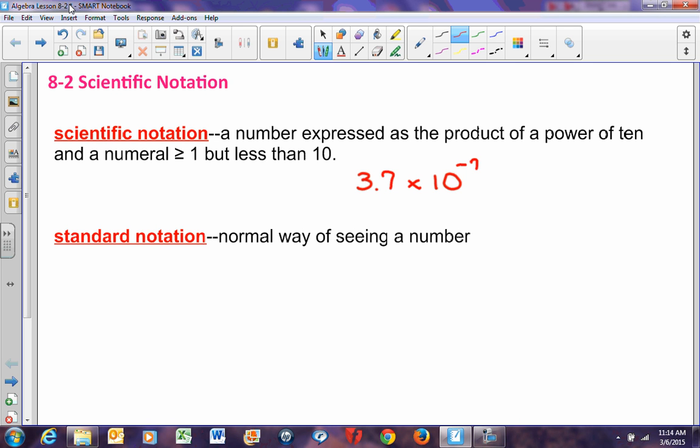Standard notation is the normal way of seeing a number, like 372. That would be standard notation because we normally see numbers like that written quite frequently. The purpose for scientific notation is to write numbers that are really, really large or really, really small in an easier fashion that can be read and manipulated much better. One of the things that you need to be able to do is recognize if numbers are in scientific notation. So let's take a look at some things.